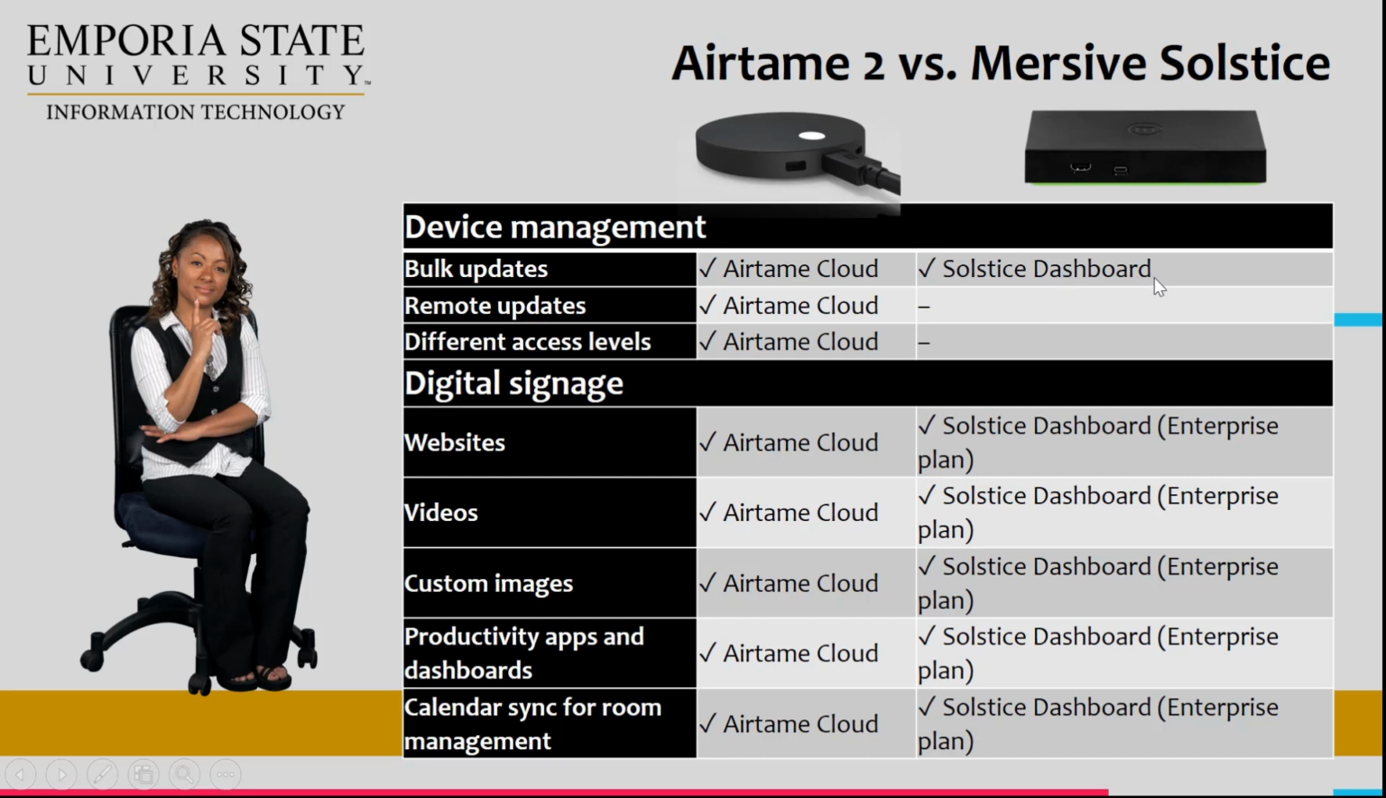The Solstice dashboard does have a cost associated with it, whereas the Airtame cloud system is free with their products currently. So again, sometimes the cost may come into comparison there when you're deciding to choose which product you need.